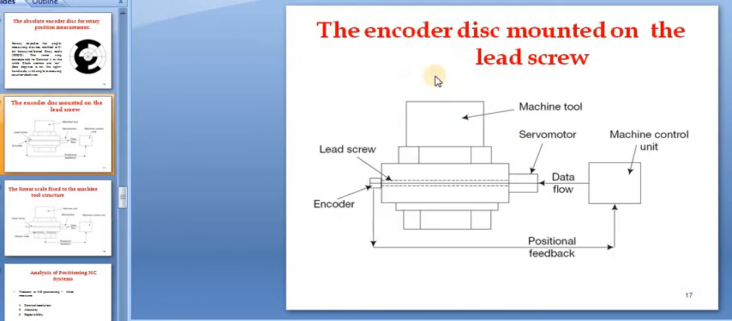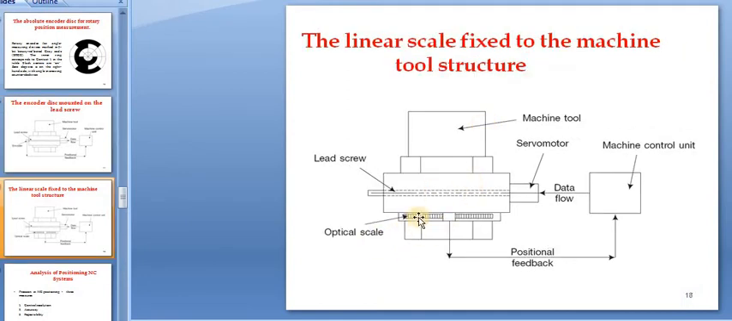This is for rotary, and this is for linear. For linear, an optical scale is there, and we get feedback from this optical scale, which is provided to the machine control unit, and the machine control unit works as per the feedback provided by the optical scale.